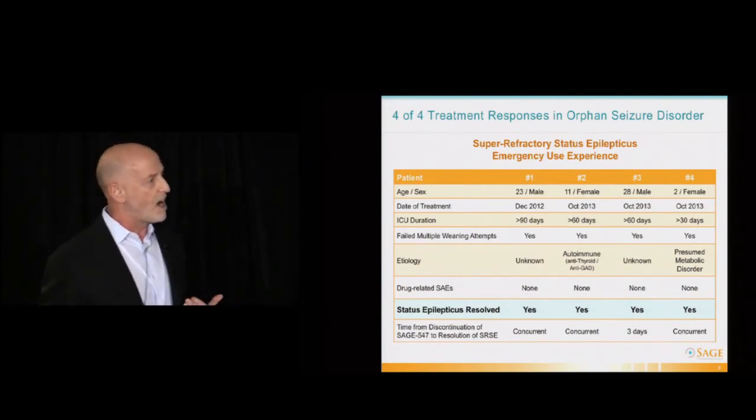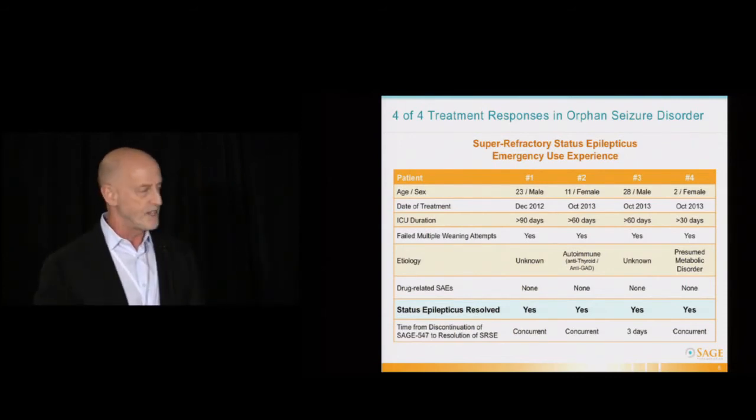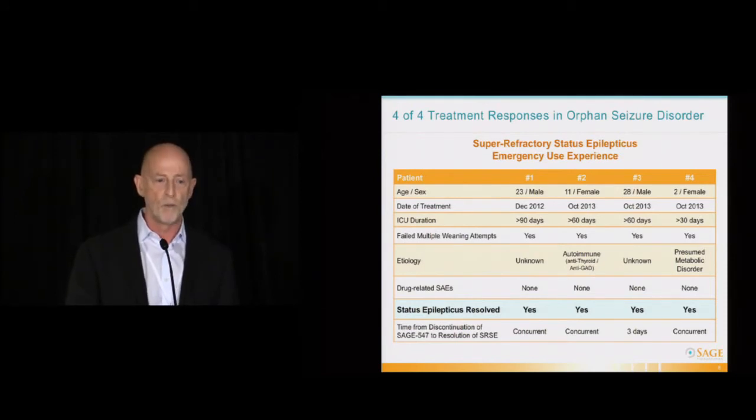While we were filing our IND for sage 547, you all know this is a life-threatening disorder, so we had 4 requests for compassionate use. This slide shows you what these data look like. You can read the age and demographics pretty clearly. The important points to make, all of these were patients in exigent circumstances. All had been in the ICU for weeks to months. All had failed multiple attempts at weaning.